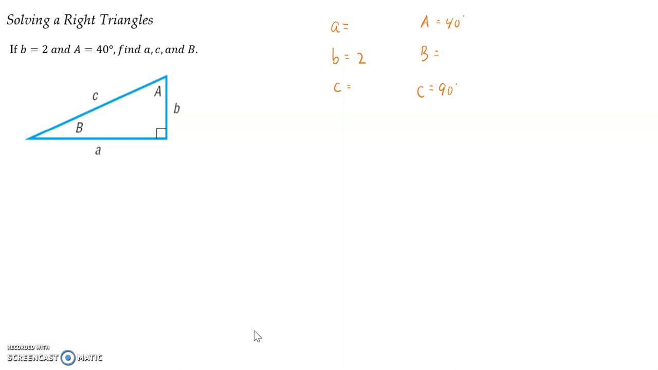So let's go ahead and calculate angle B. Remember that your 3 angles inside of a triangle are going to add to be 180 degrees. And we know information about angle A, that one is 40 degrees. And angle C is our 90-degree angle measure. So if we go ahead and subtract the 130 degrees from both sides, this is going to give us an angle measure of 50 degrees for angle B.